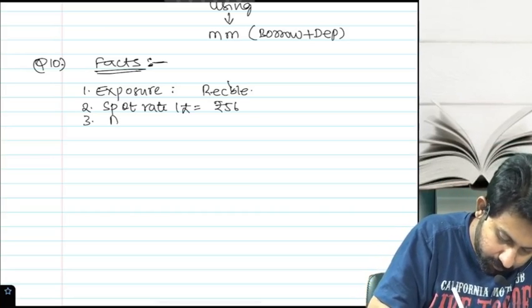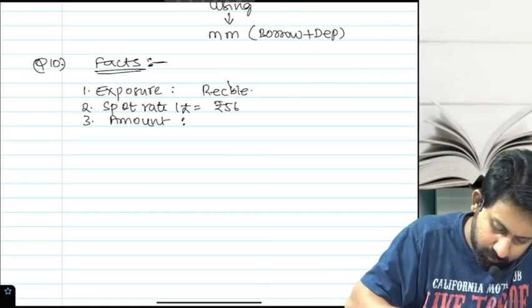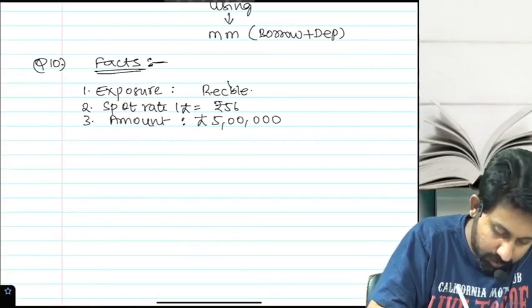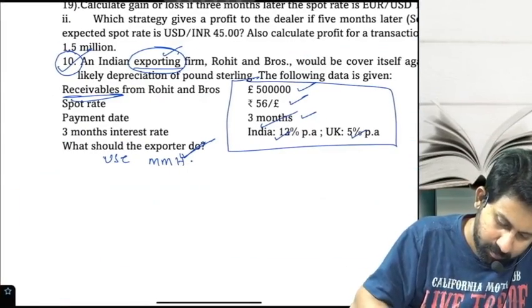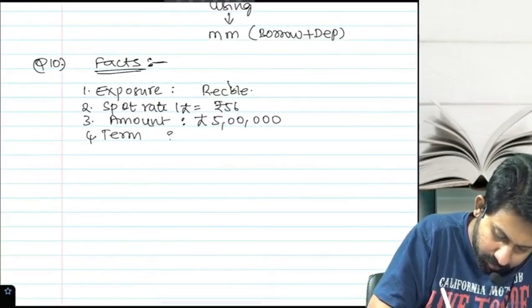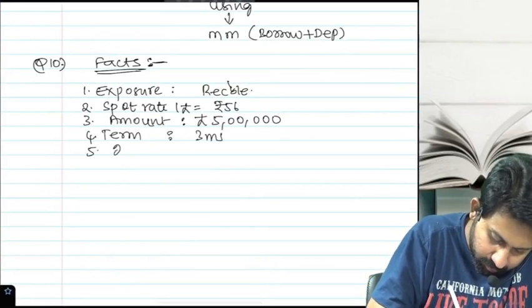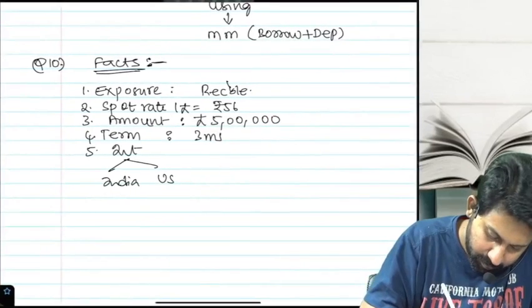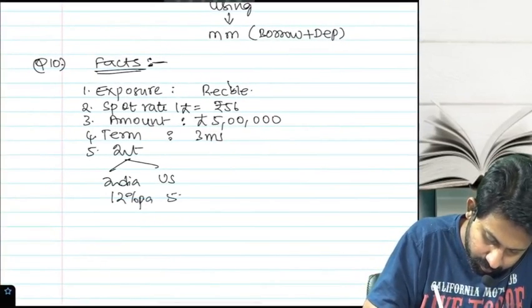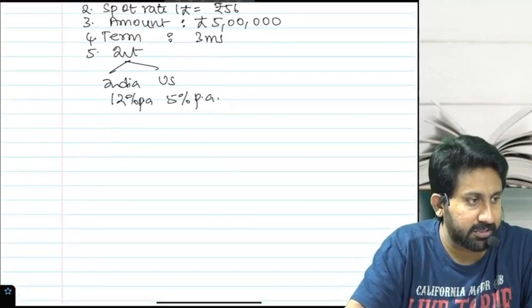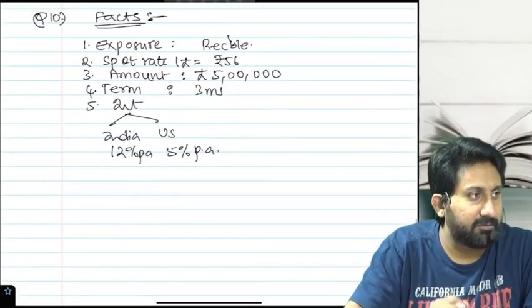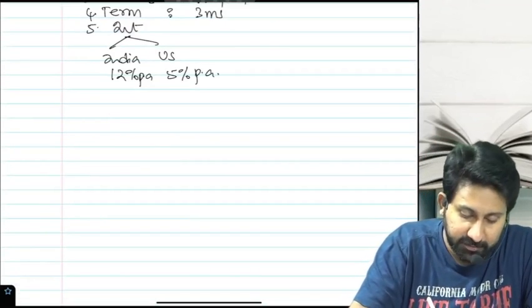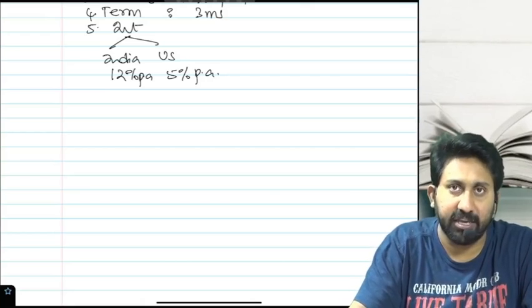Number 3, amount: 5 lakh pounds. Number 4, term: 3 months. India, USA 5% per annum. This is the information being given to us. From this information we need to do the hedging. Which hedging do we need to do? Money market hedging, which means we need to use interest rates as a base to hedge the foreign transaction.